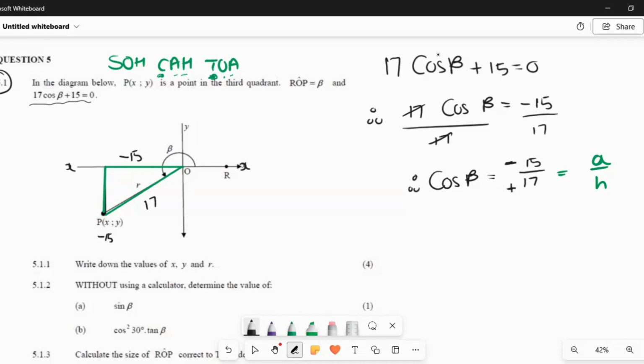We don't know how much y is, but we can find it by using the Pythagoras theorem. Pythagoras theorem says that we already have our hypotenuse. Hypotenuse squared is equal to x squared plus y squared. That's the formula. So now our hypotenuse is 17. 17 squared is equal to our x, negative 15 squared, plus y squared. And then we take this over to the other side.